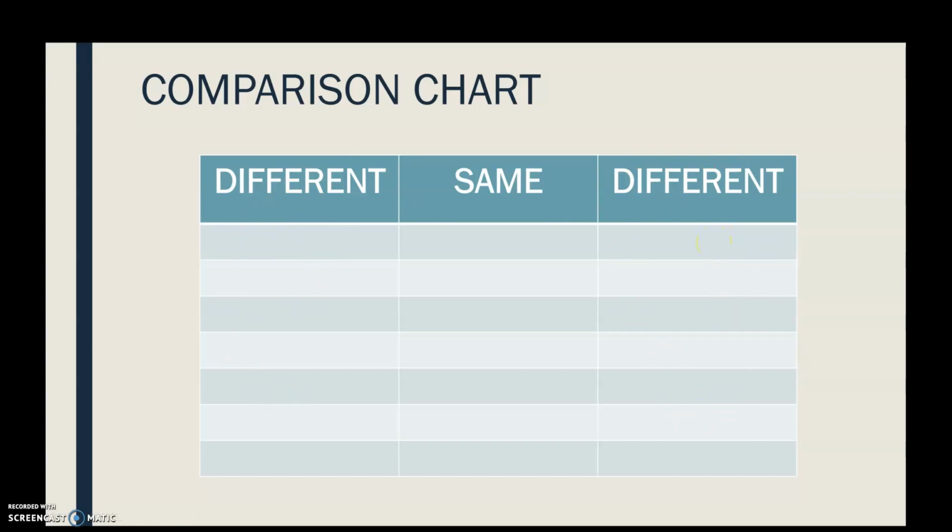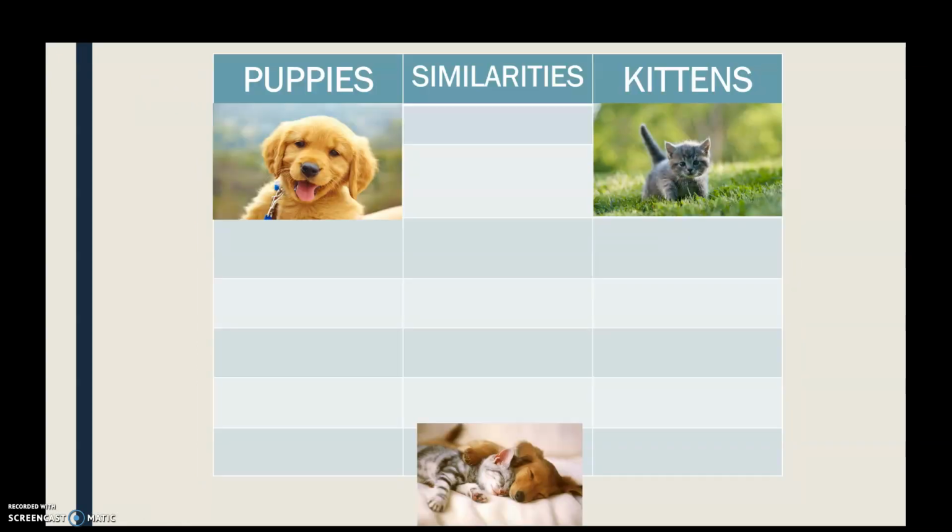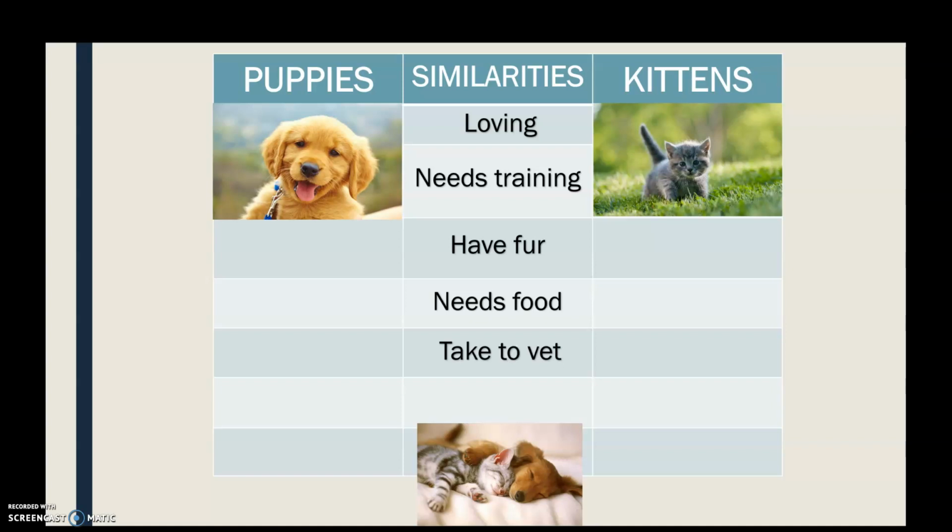So to get our brains thinking about this chart, let's think about puppies and kittens. So I'm at an animal shelter, and I'm trying to decide, do I want to buy a puppy or a kitten? I would whip out my handy-dandy comparison chart. In the middle, I would list things that are the same. So they're both loving. They both need training. Puppies and kittens both have fur. They both need food. I need to take both of them to the vet. And they both need exercise.